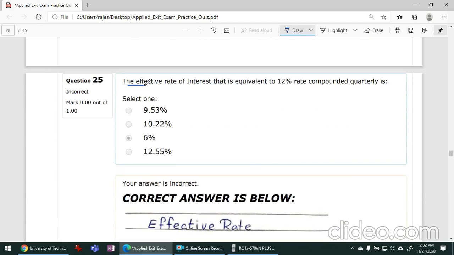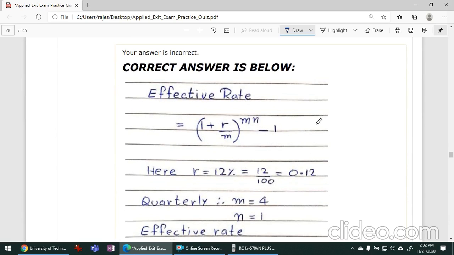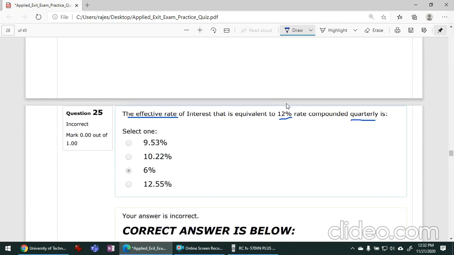Now, this is another term to remember, effective rate of interest. We have a rule. What is the effective rate of interest equivalent to 12% compounded quarterly? Look here. This is the effective rate rule: 1 plus r by m, power m into n, minus 1. What is r here? 12%. In the question it is given 12%.